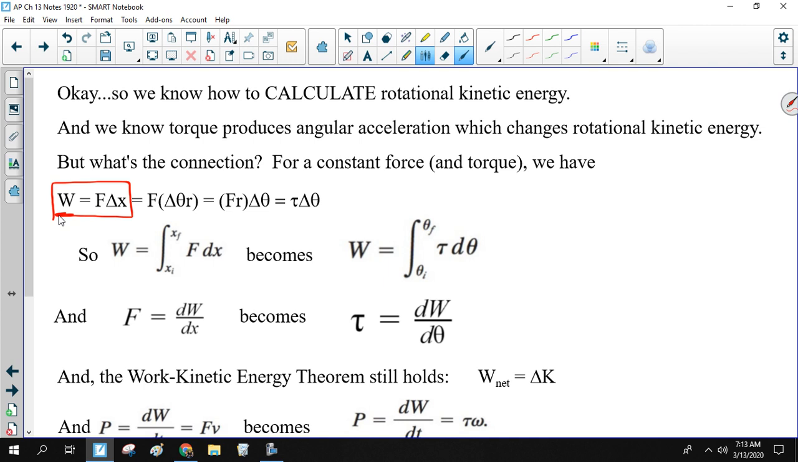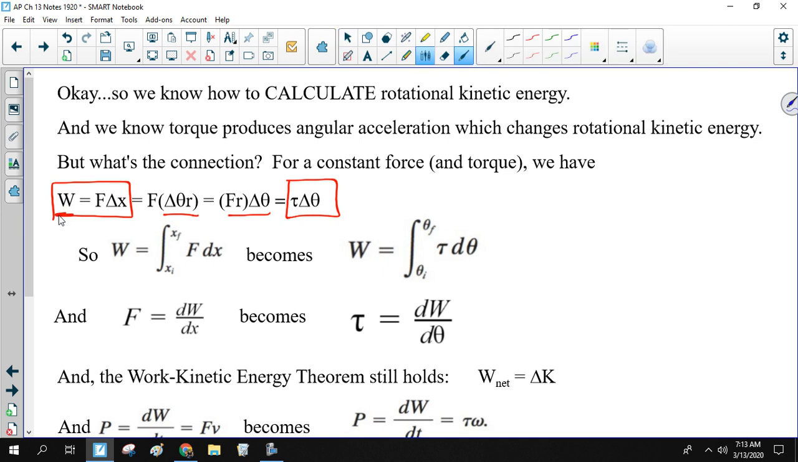And so we can do some algebra. We can use the arc length equation and replace delta x with delta theta times r. We can regroup our parentheses, and we discover that work can also be calculated by multiplying torque by change in theta. So the idea is if a torque is applied to an object and that causes the object to undergo some change in angular position, then work is done.